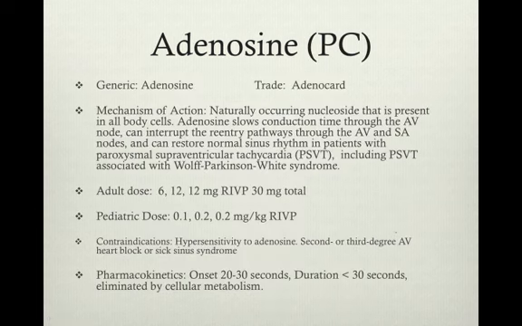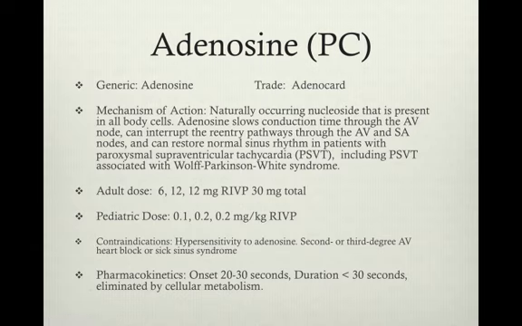Alright, so first, and this is by alphabetical order, first drug here, this is a primary care drug, and I won't repeat this every time, but in this section, this means that you need to know everything about this drug. So the generic name is adenosine. The trade name is going to be Adenocard.